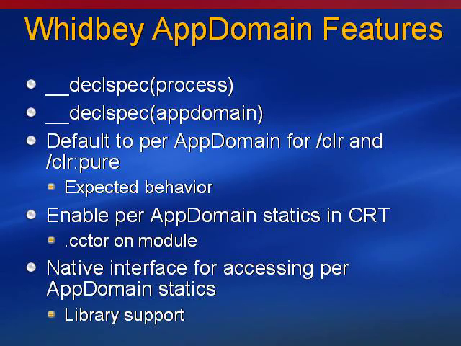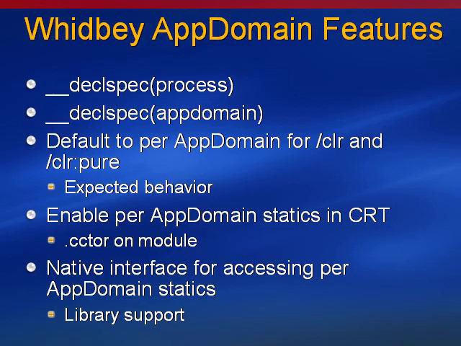So we have some new features in Whidbey that address these problems. We're adding two new declspecs. First one is declspec process, second one is declspec appdomain. Now, these parallel the use of declspec thread that you use for saying that a particular statically scoped piece of data is going to be put in thread local storage rather than an RVA. So declspec thread says TLS, declspec process says RVA, declspec appdomain says you're putting it in per app domain storage. So the default is going to change to per app domain for both /clr and /clr:pure.